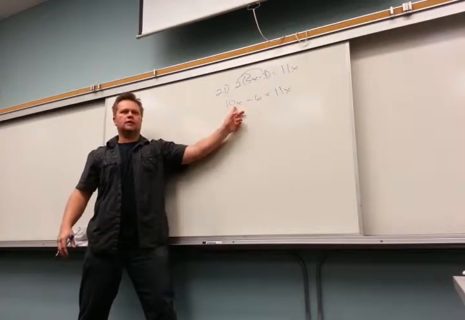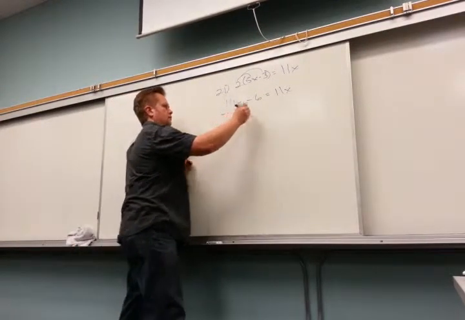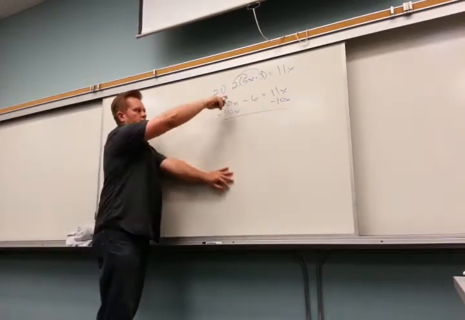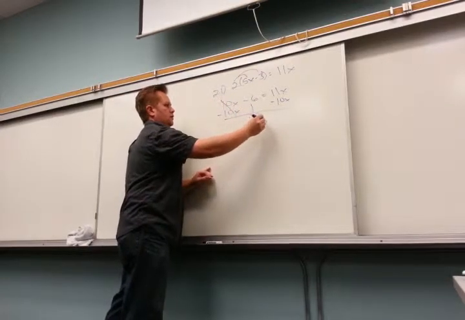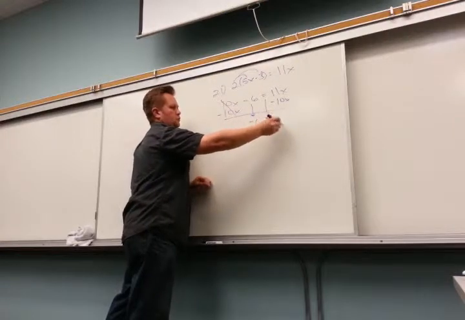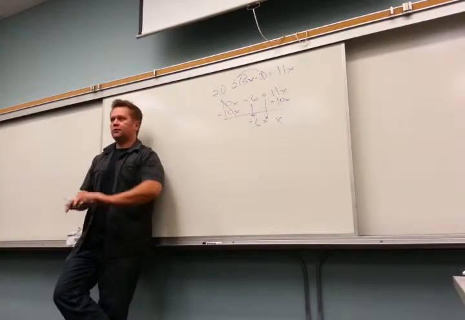So how do I kill that 10x? How do I make it not be there? Minus 10x. So then here, that goes away. The negative 6 is still here. Equals is still there. 11x minus 10x is 1x. Cool. And then you're done. Sweet, because you got x equals the number. That's how you know you're done.